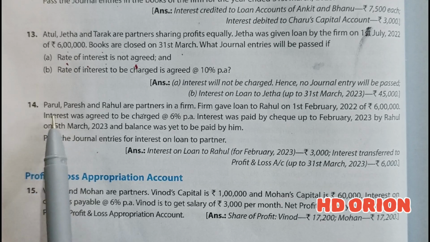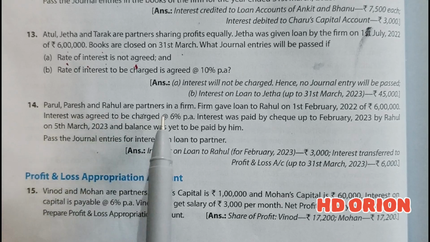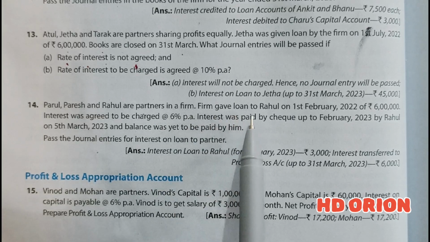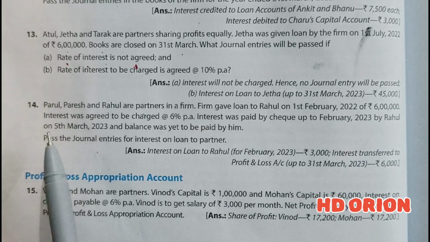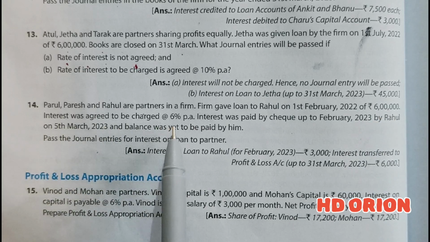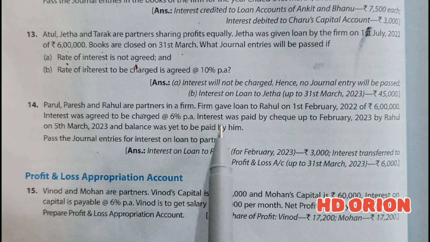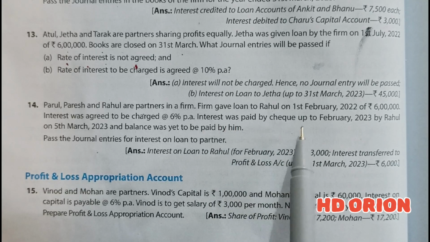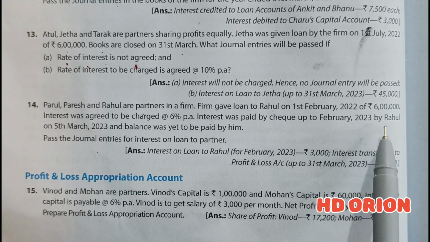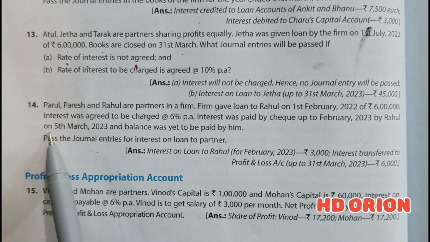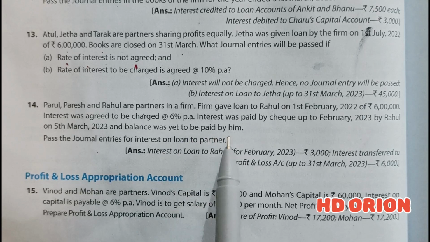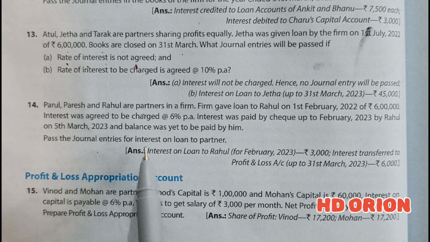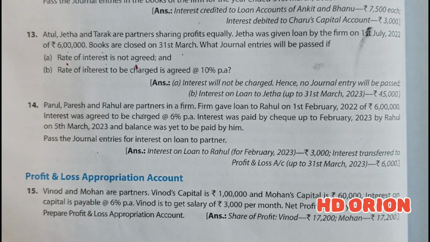Now question number 14. Parul, Paresh and Rahul are partners in a firm. Firm gave loan to Rahul on 1st February 2022 of rupees 6 lakh. Interest was agreed to be charged at the rate of 6% per annum. Interest was paid by check up to February 2023 by Rahul on 5th March 2023 and balance was yet to be paid by him. Pass the journal entries for interest on loan to partner. So let us see the journal entries.